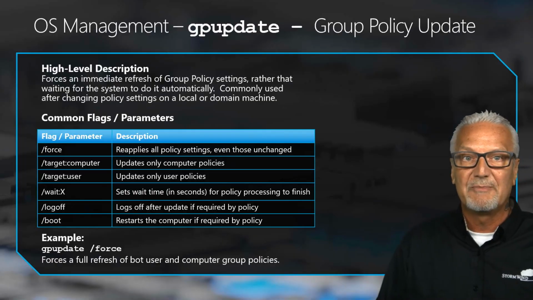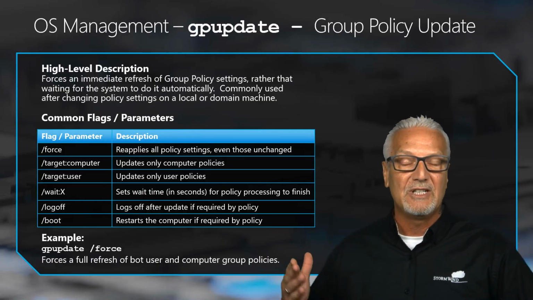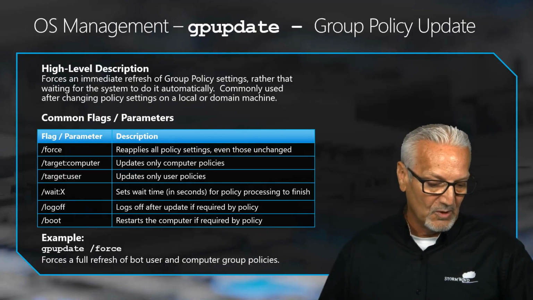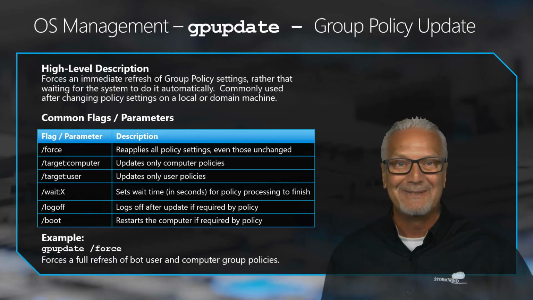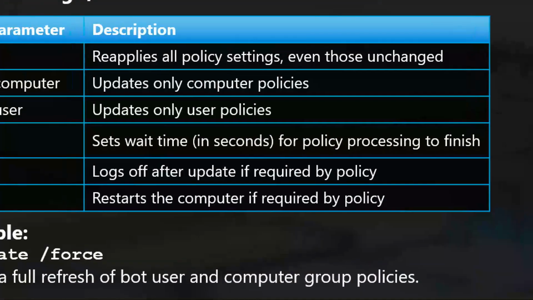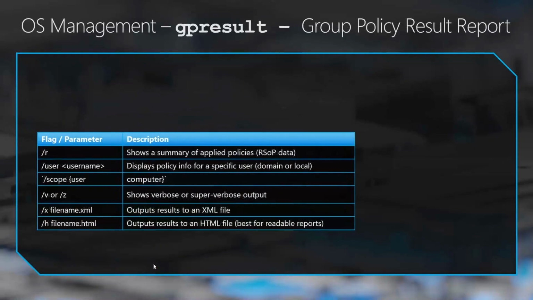I have several scripts in my demo environment that go through all of the connected machines, restart them, and then run a GPUpdate force, and then restart them again just to make triple sure. So that's very, very common. There are some flags: force, target computer, target user, wait, logoff, and boot. GPUpdate force, that's the one I've used most often, and I have used that quite a bit.